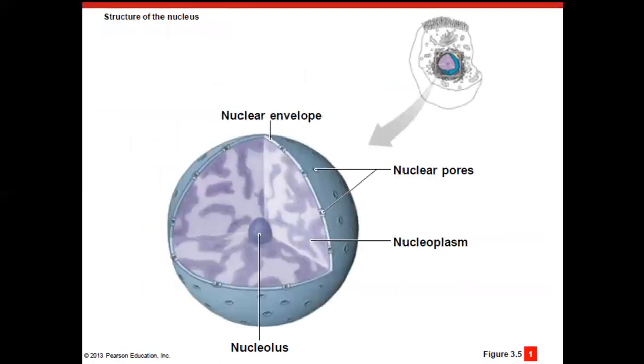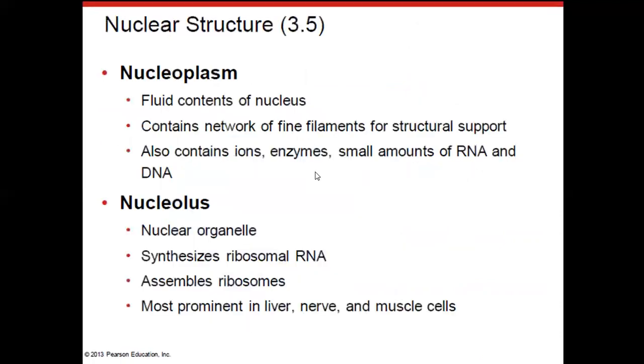There's the nucleus, the nucleoplasm inside there, and there's nuclear pores that we talked about. The nucleoplasm is basically the fluid component of the nucleus, and it contains filaments that are there for structural support, but also ions, enzymes, a little bit of RNA, and DNA. So the DNA is encased in your nucleus.